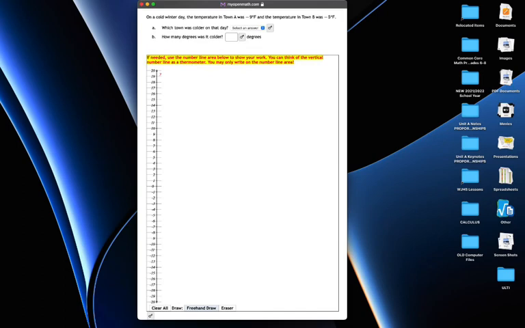In this problem, it states that on a cold winter day, the temperature in town A was negative 9 degrees. So right here is town A. It says temperature B was negative 5 degrees. So right here is town B. Which town was colder on that day? Well, clearly town A is the colder town.